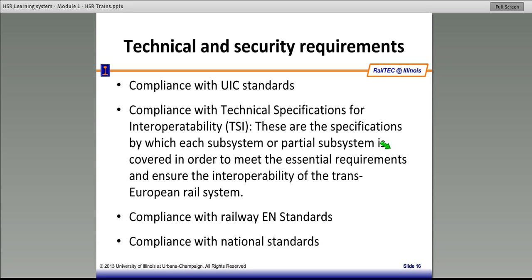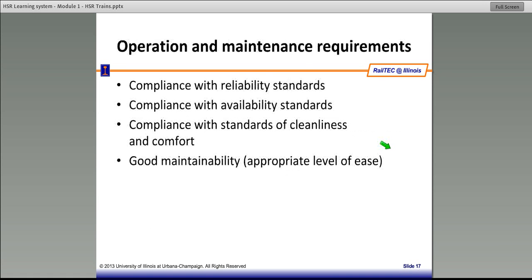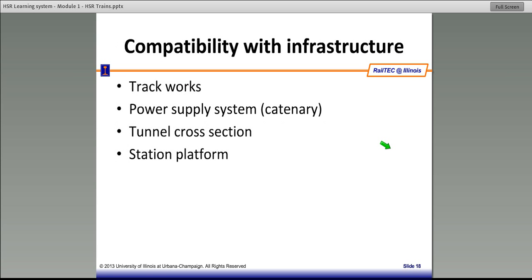Then the train may want to comply with other national standards or European standards. So there are these types of standards which specify the high-speed rail technical design. Then you want to look at how you want to operate your train and how you want to maintain your train, and so you come out with the so-called RAMS requirement, which is the reliability, availability, maintainability, and safety requirement. So you have all these RAMS requirements.